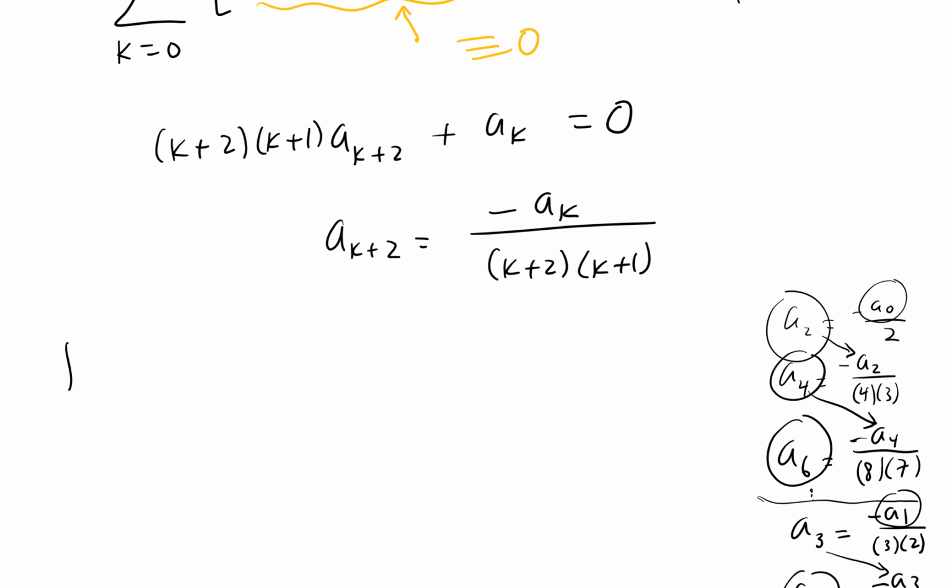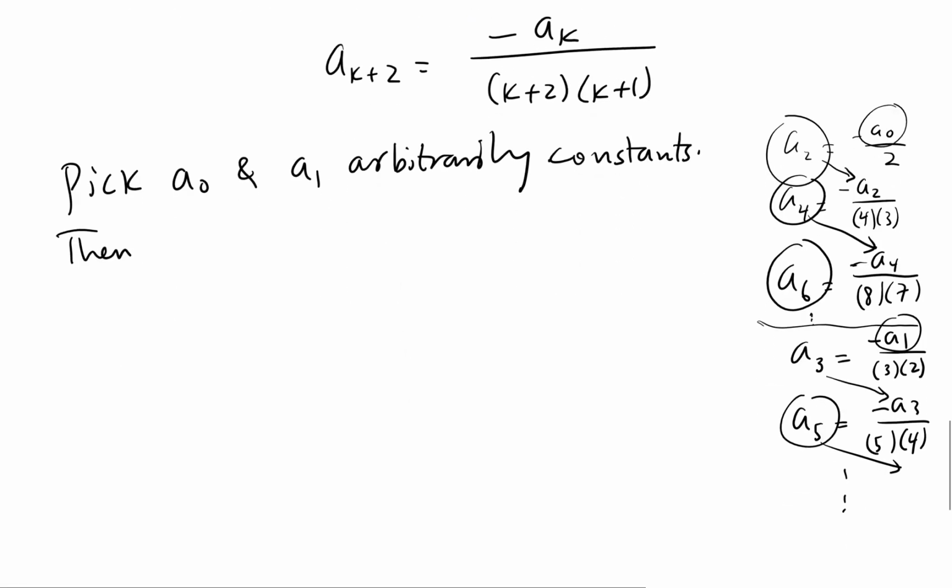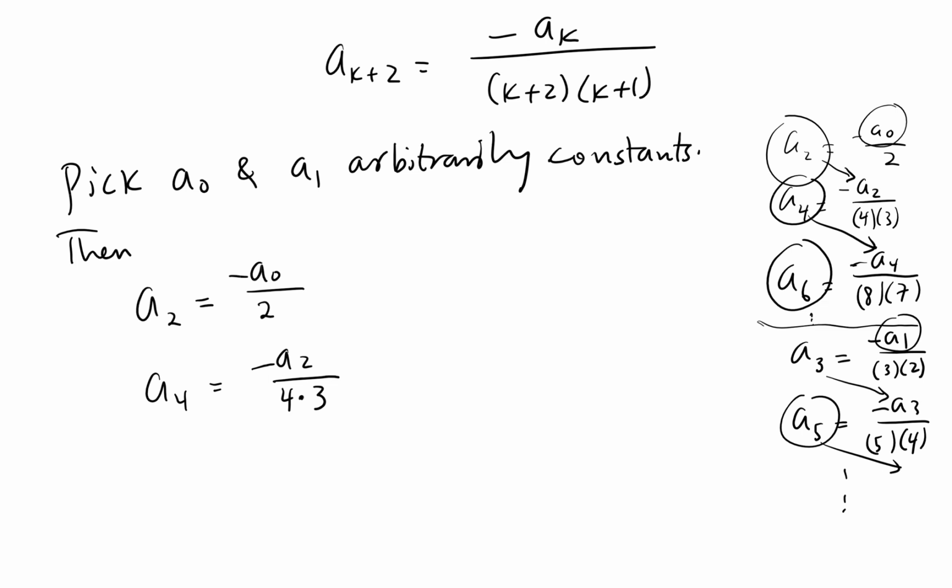So what we say, we pick a0 to be arbitrary, any constants, then what we get is a2, which is negative a0 over 2 times 1. a4, the one I found, is negative a2 over 4 times 3. You can leave it like this, or let me try to write everything in terms of one constant, which is a0. So if I substitute this in here, that will become positive a0 over 4 times 3 times 2.